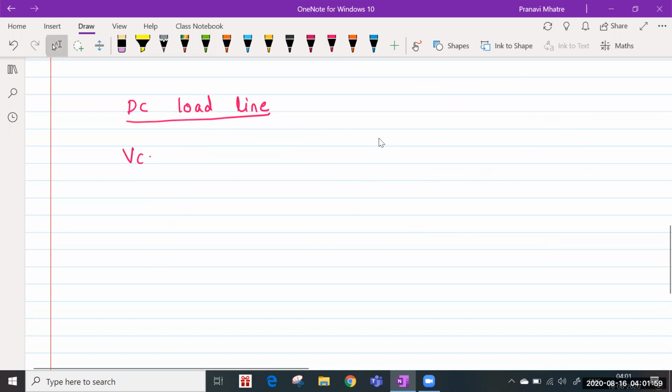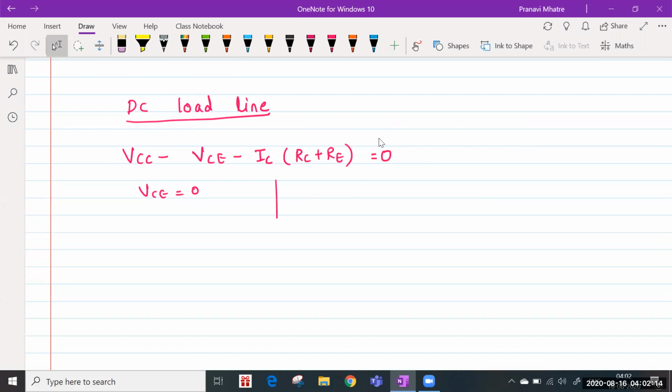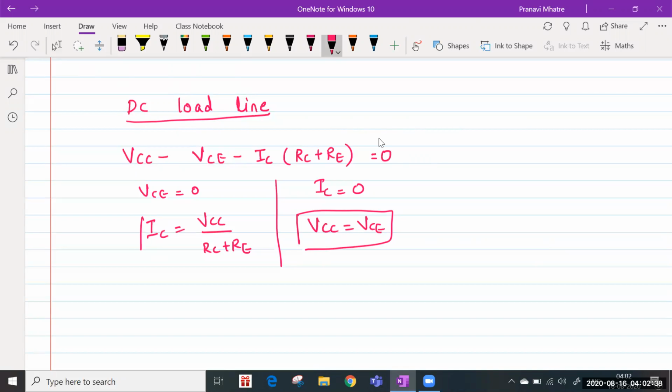So for this, we are going to consider the expression VCC minus VCE minus IC into RC plus RE, which is equal to 0. Put VCE is equal to 0. Put IC is equal to 0. When I put VCE is equal to 0, I'll get my IC, which is equal to VCC upon RC plus RE. And when I put IC is equal to 0 in the above expression, I'll get VCC, which is equal to VCE. These two are acting as end points of my DC load line, where the center point is my Q point.